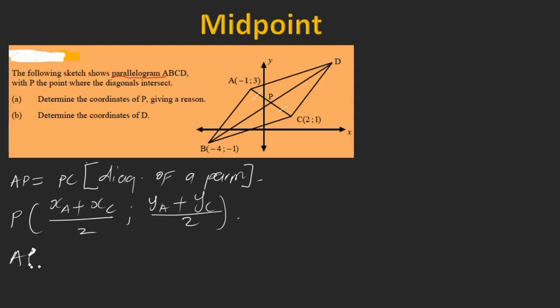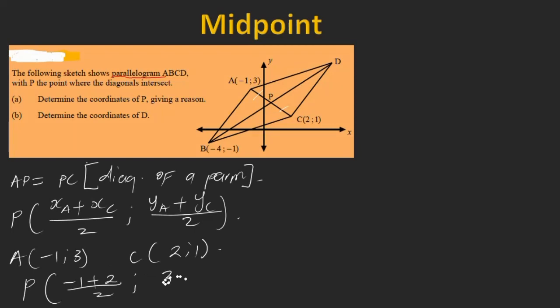And then I write my coordinates. Coordinates of A, I have -1 and 3. Coordinates of C, I have 2 and 1. You see that? Then now I do my substitution. My x at A is -1 plus my x at C, it's 2, all over 2; semicolon. My y at A is 3, my y at C is 1, all over 2.